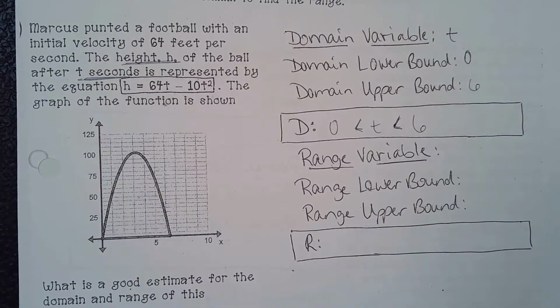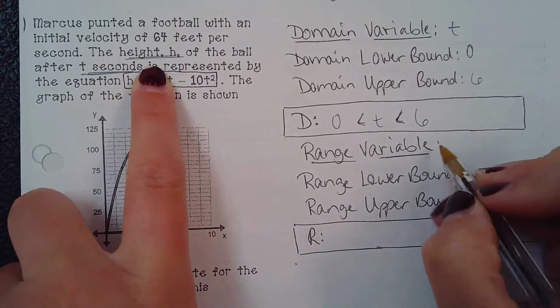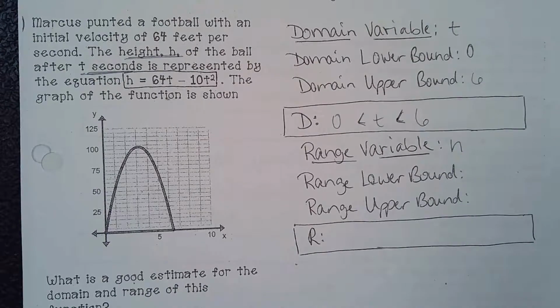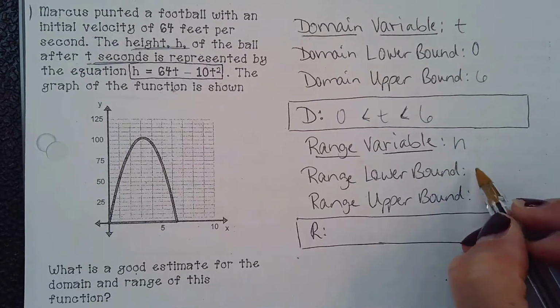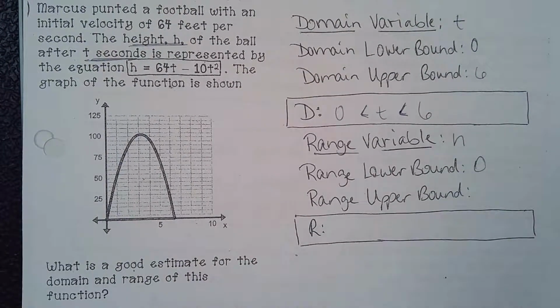So we've got our domain, so now we can start talking about our range. So your range variable is not t seconds, but what? h for height. So what would have to be our lowest possible height? What do you think? 0, right? We can't go negative. Do you agree? Because if you kick a football and it hits the ground, is it going to hit the ground and keep going underground? No, right? It's just going to stop there. So it's not going to be anything negative. It would have to stop at 0.